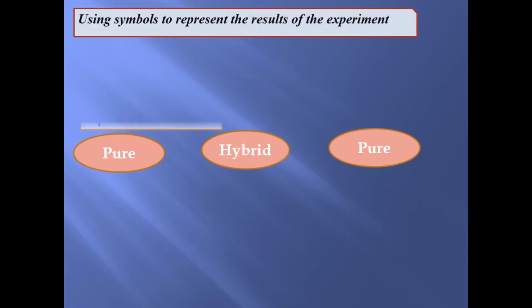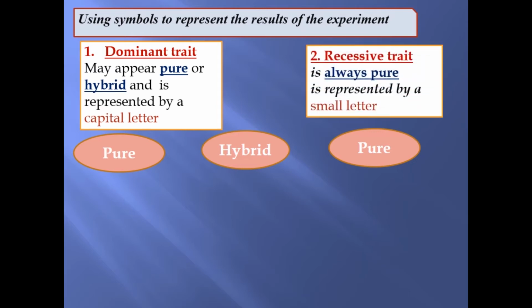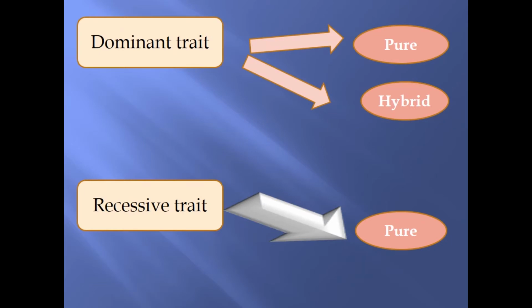Now, you have to remember that a dominant trait may be pure or hybrid. If the genes that represent such a trait are similar, it will be a pure dominant trait. If the genes which represent such a trait are different, this trait will be a hybrid dominant trait. To illustrate the genes of a dominant trait, we must represent them by using capital letters. But the recessive trait is always pure, and it must be represented by a small letter. So, a dominant trait may be pure or hybrid, while a recessive trait is always pure.